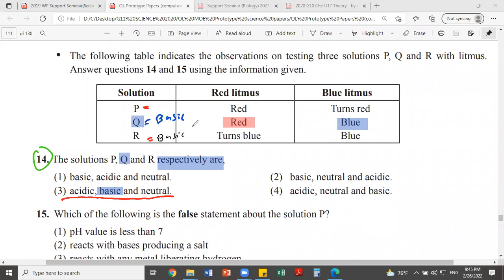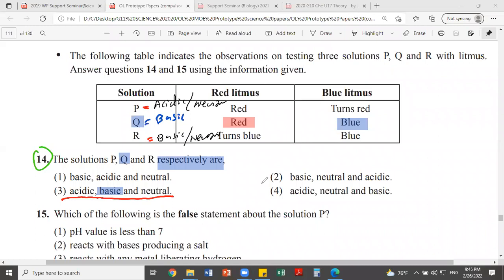Bases will not turn blue to red. Blue to red only by acids. The basic ones are either basic or neutral. This one you can write as either acidic or neutral.